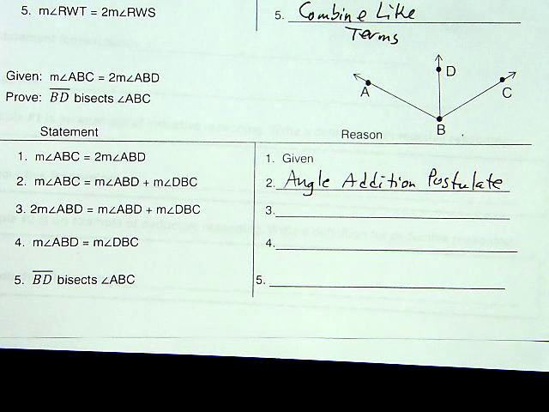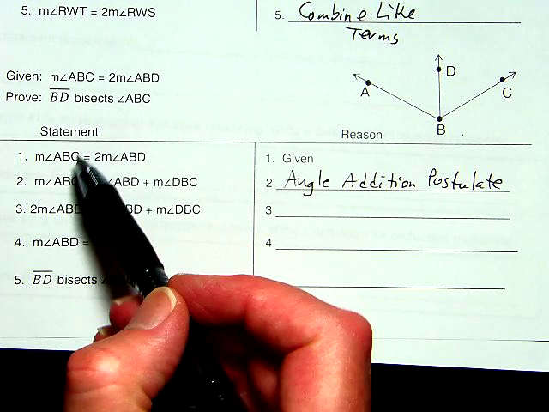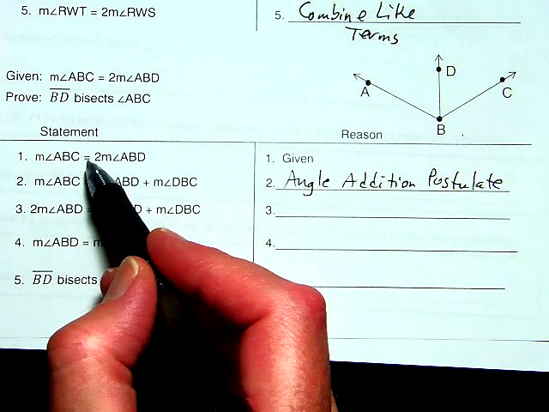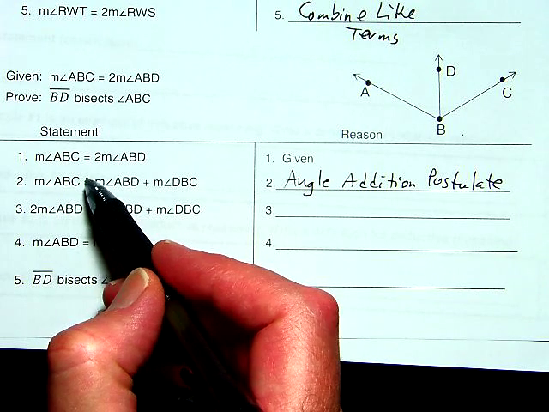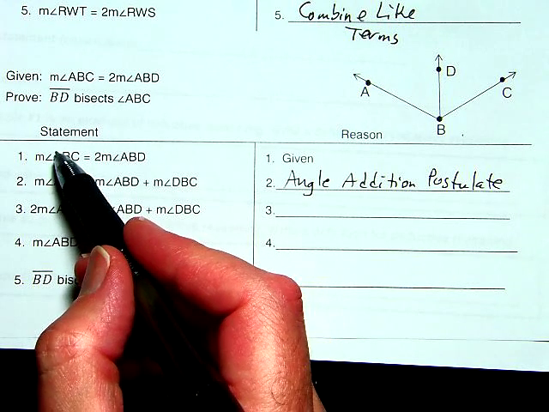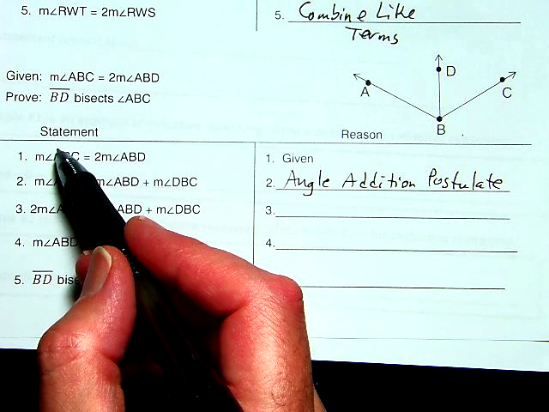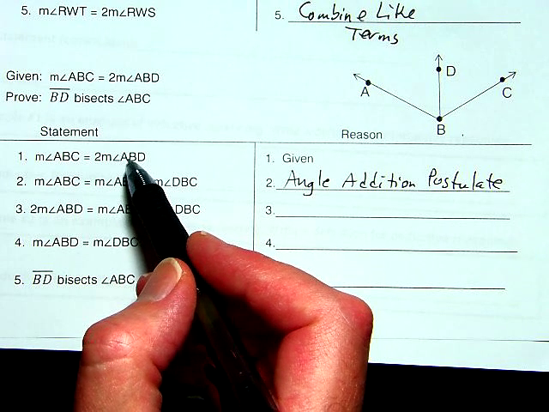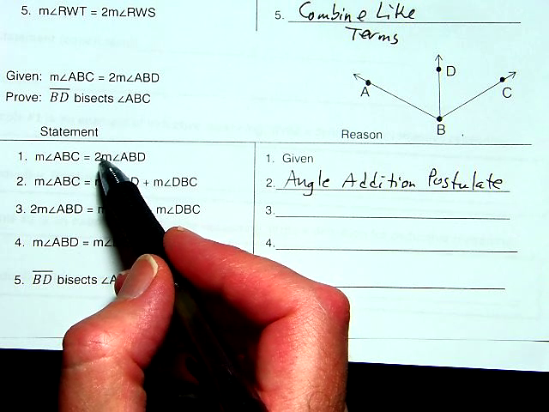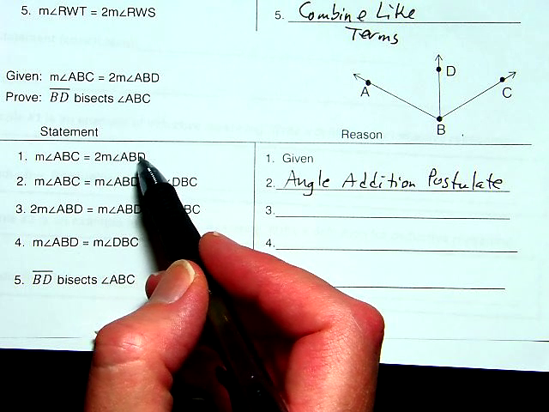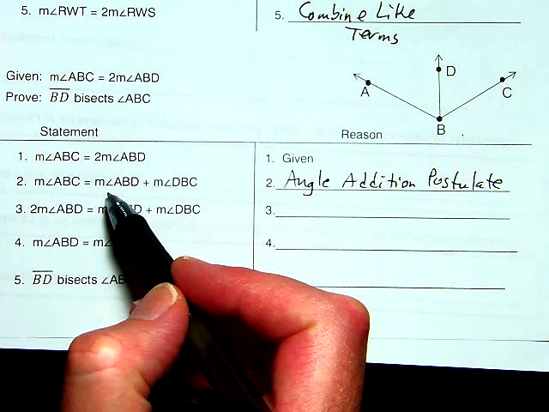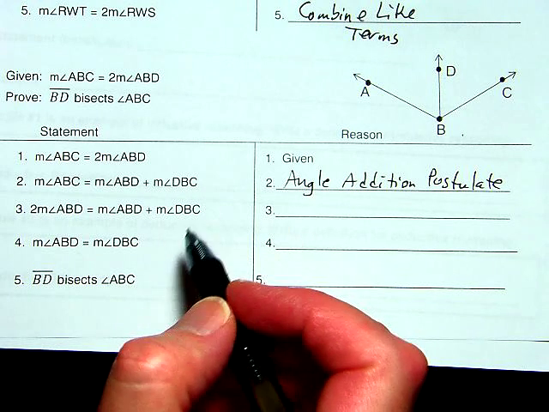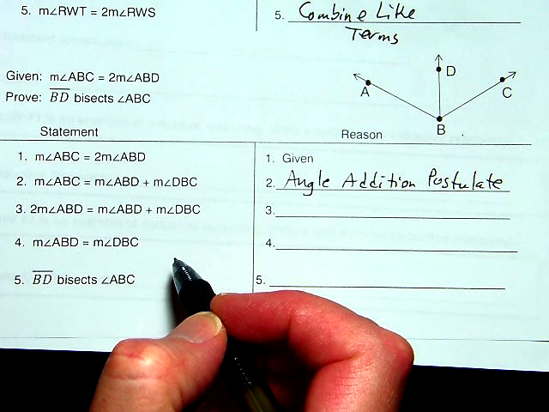Okay, now what I hope you realized is that we have two equalities here, both of which have measure of angle ABC on one side. So that means we can use transitivity, and we can therefore say directly that 2 times the measure of angle ABD equals the measure of angle ABD plus the measure of angle DBC. So we could say that this is due to transitivity.